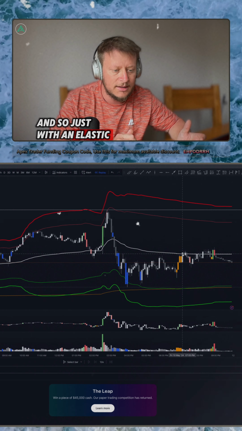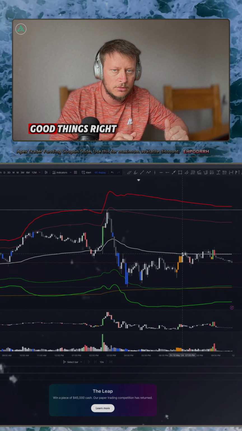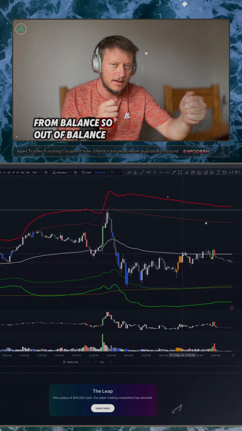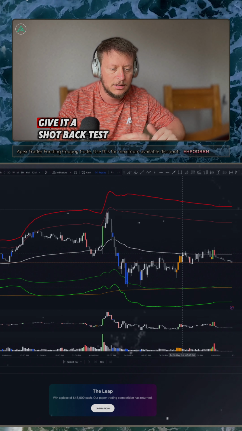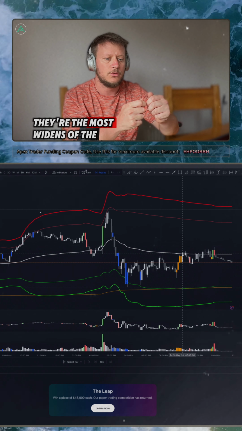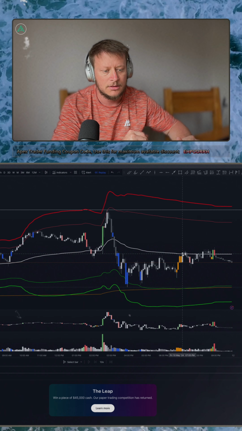And so just with an elastic band and VWAP, you can do a lot of good things, right? You can look at when the price gets expanded from balance to out of balance and then back into play. Give it a shot, back test it, have a look. I use standard deviations 2 and 3. They're the most widened of the elastic bands. And if you kind of think about it like that, there's a lot more to it, right?